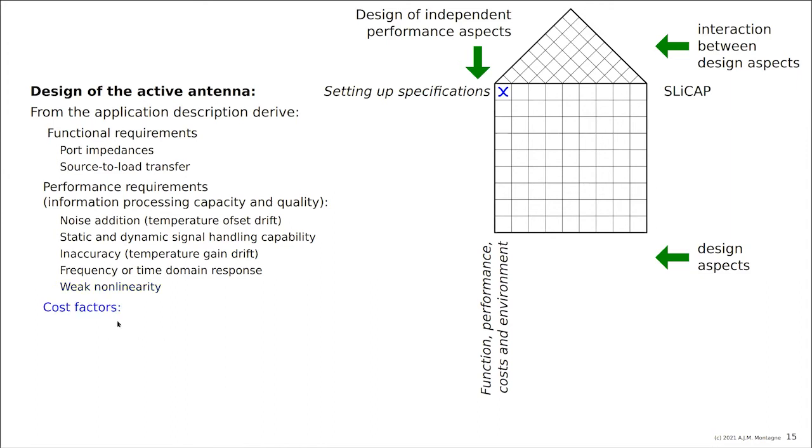Cost factors: what is the price we are willing to pay for the solution, and for example, in this case, the operational costs. So what is the supply voltage we have available, what current consumption is allowed, the dimensions, and what are the operating conditions. This refers to temperature range, interference, and electromagnetic and electrostatic discharge.